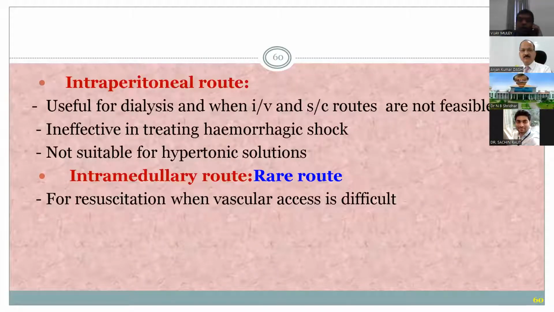And the intraperitoneal route is useful for dialysis when the IV and subcutaneous routes are not feasible for a severely dehydrated animal. And especially hypertonic solutions should not be administered intraperitoneally. And the intramedullary route is a rare route, but whenever all the other routes fail, then this may be useful.